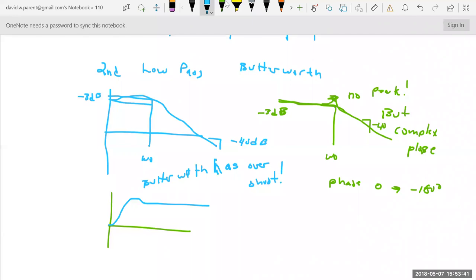The Butterworth filter has a detectable overshoot in the time domain, but it's flat in the frequency domain. Okay? So you can have complex poles with no resonant peak here in a Bode plot, right? It might be undetectable, but it will overshoot a little bit in the time domain if you have complex poles.